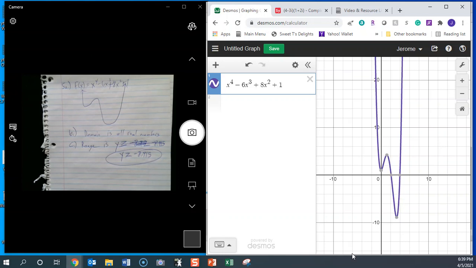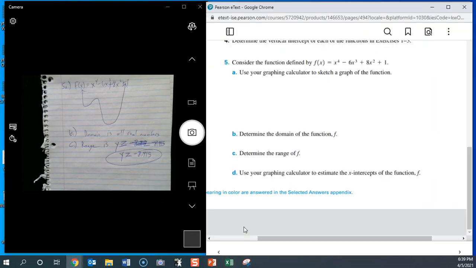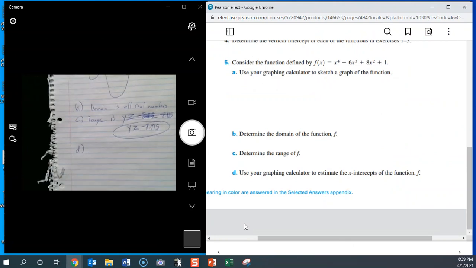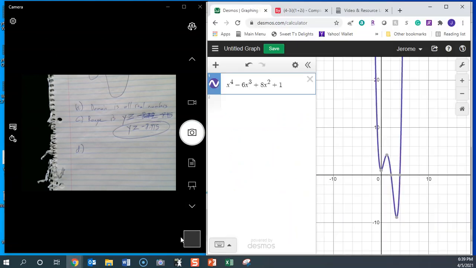All right. Now we move on to D. Now D, it says use your graphing calculator to estimate the x-intercepts of the function f. Okay, so let's take a look back here at the graph. And we know our x-intercept is where the graph hits the x-axis. Now we can round this to 2 decimal places since it already tells us that it's an estimate.